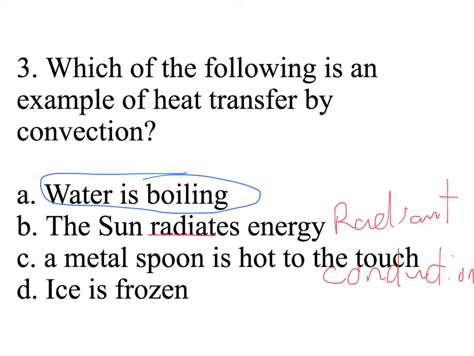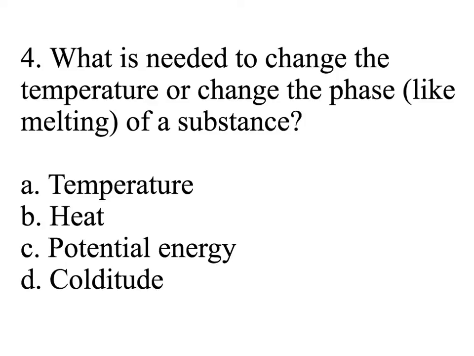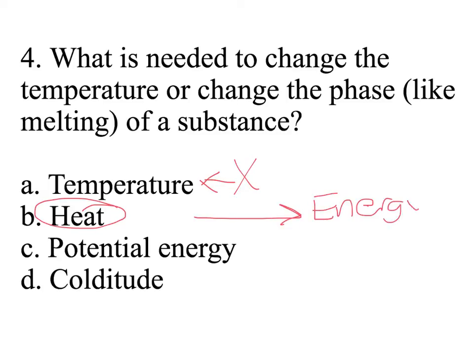We don't know what's going on there. There's not enough information. Number 4, what's needed to change the temperature or to change the phase, like melting, of a substance? Well, change the temperature with temperature? No, I don't think so. The correct answer is heat. Heat is not something something has, but it's the transfer of energy from one place to another, and that's what we need in order to heat something up or melt it.